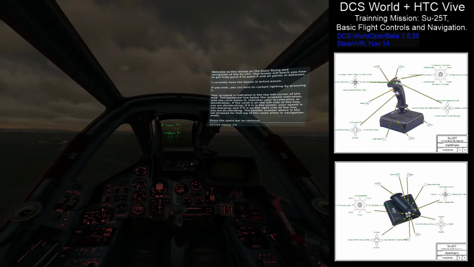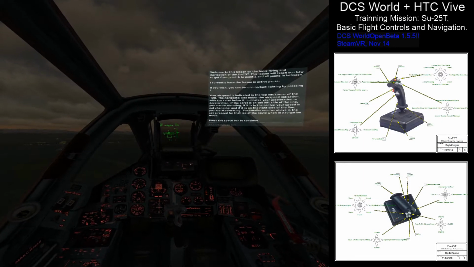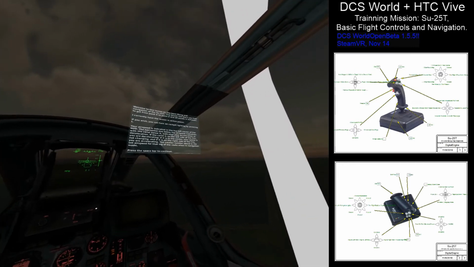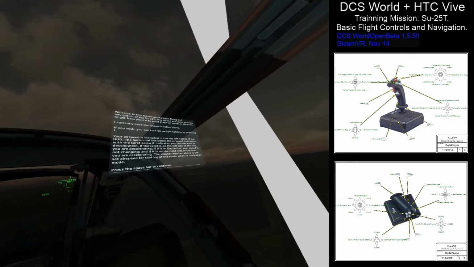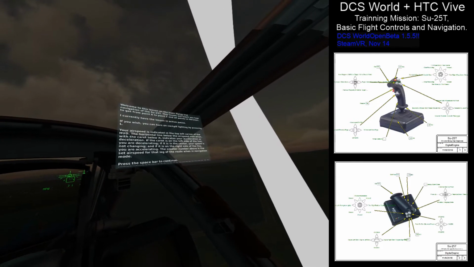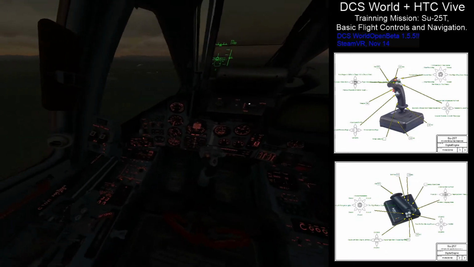Lesson on the basic flying and navigation of the Su-25T. This lesson will teach you how to get from point A to point Z and all points in between. I currently have the lesson in active pause. If you wish, you can turn on cockpit lighting by pressing L.